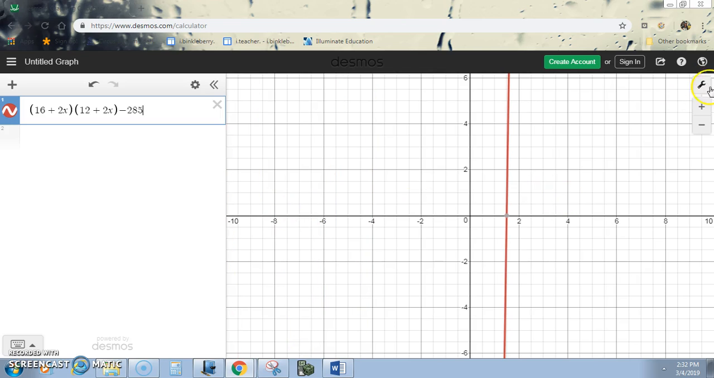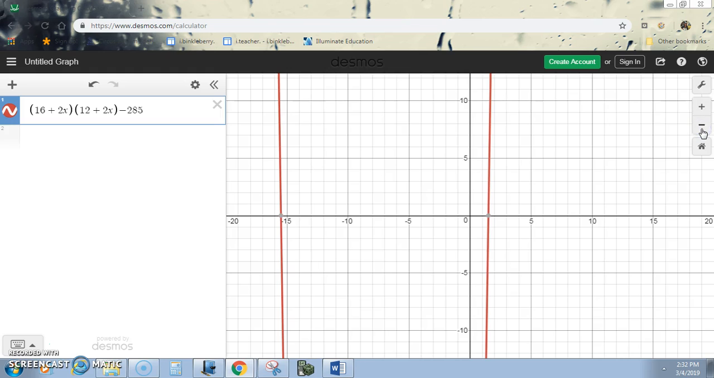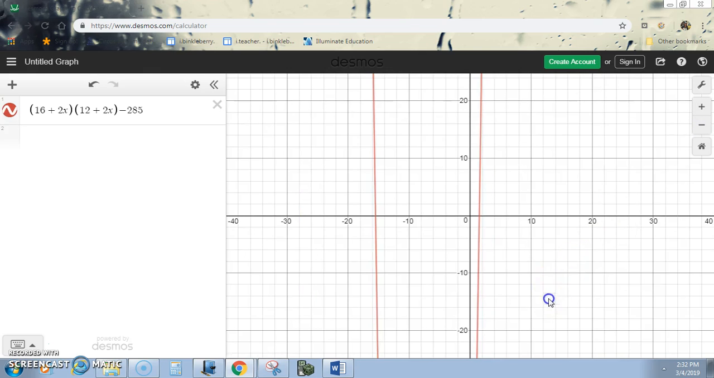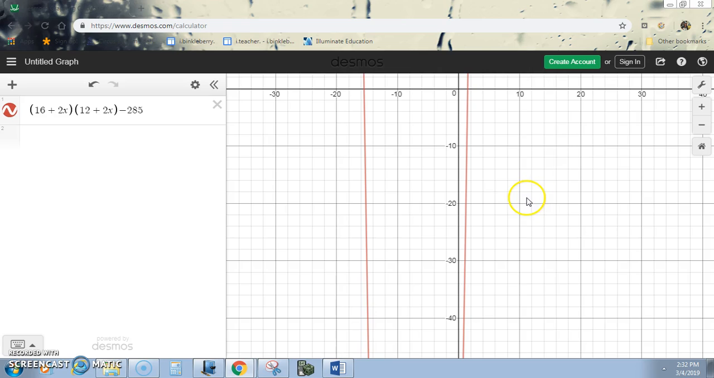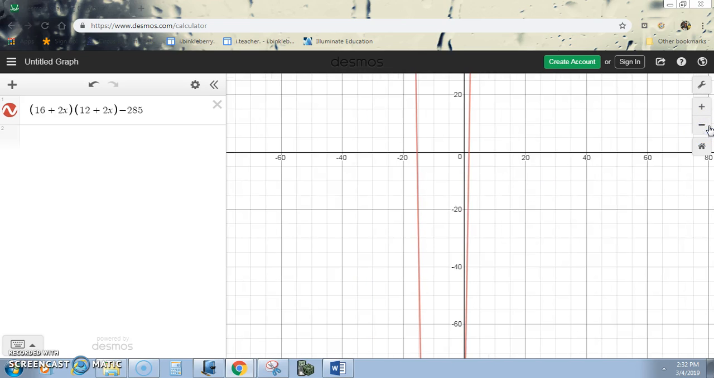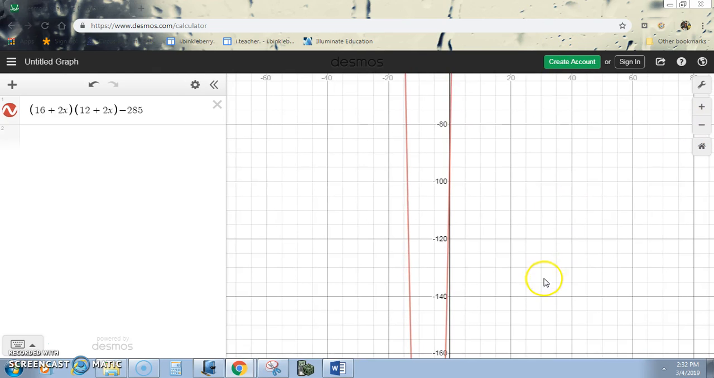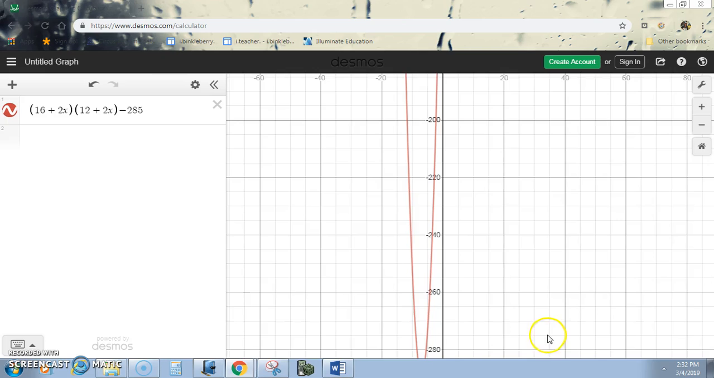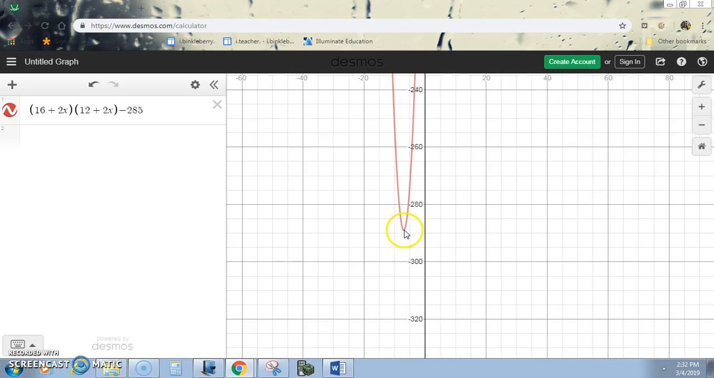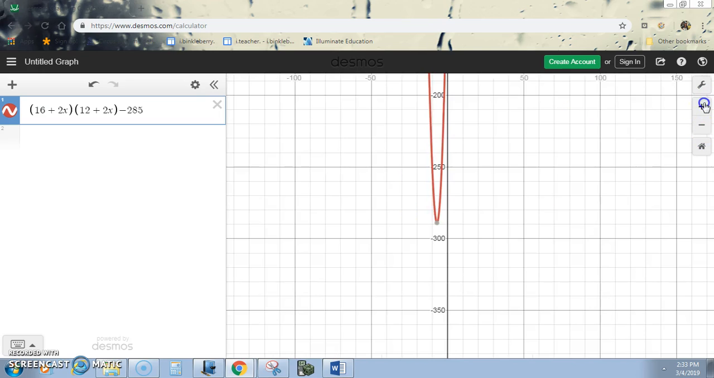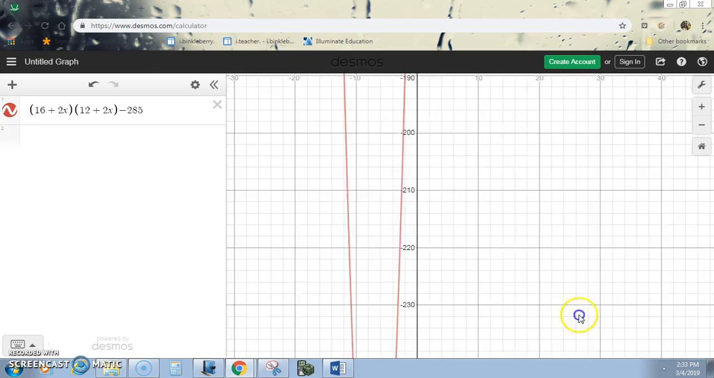Okay, and then I'm going to zoom out here. Zoom out some more. I want to zoom out to show you how far down it goes. So it goes down here. My vertex is -7, -289. But what I really need to know, oops, zoom back in, go back to the top.